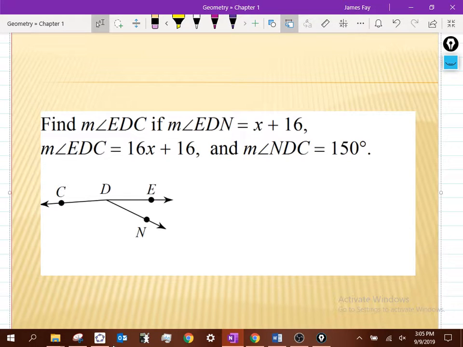There is an assignment 1.4 in Math Excel. We'll go over those tomorrow. Any questions you have on that? And then we'll start talking about angle pairs tomorrow.